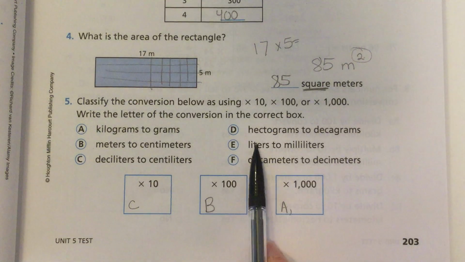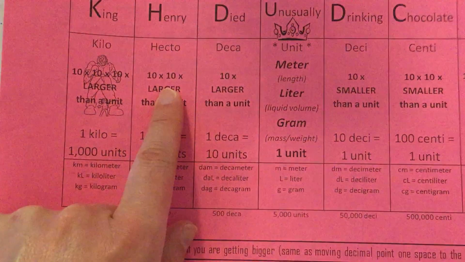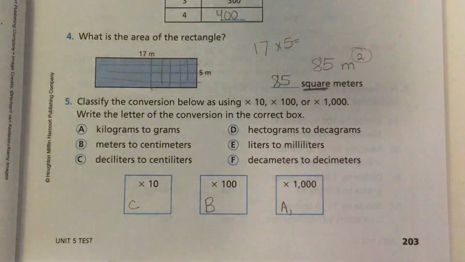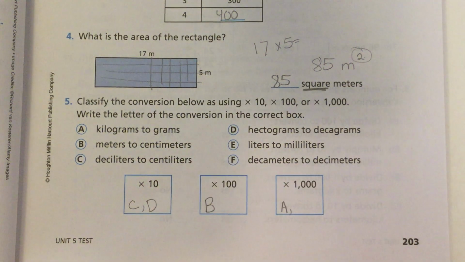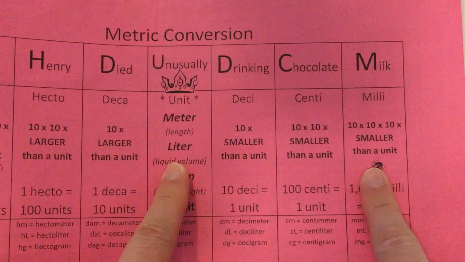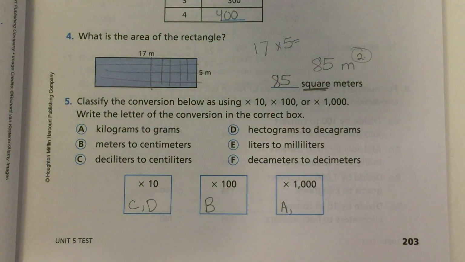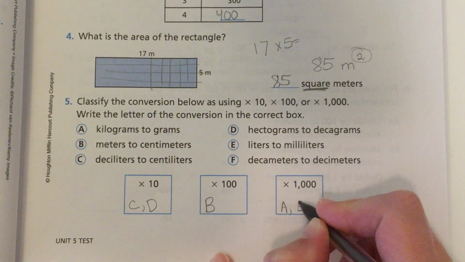Okay, D, hectograms to deca. There's the deca. Hecto to deca. Ooh, they're so close together. It's only 1 hop, so it's going to be times 10 again. So we'll put D there. What about liters to milliliters? So I've got my liters, boom, to milliliters. 1, 2, 3. Ooh, that's 3 zeros. So that means E is going to go in the times 1,000.